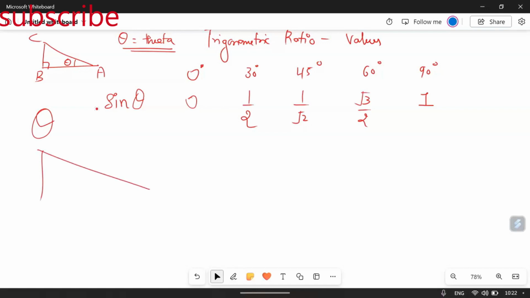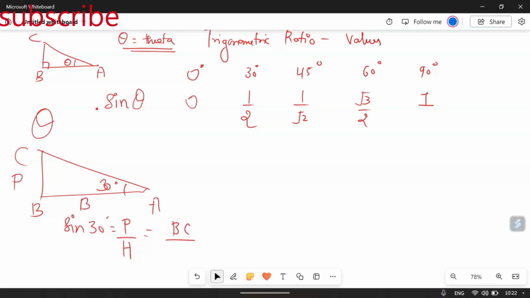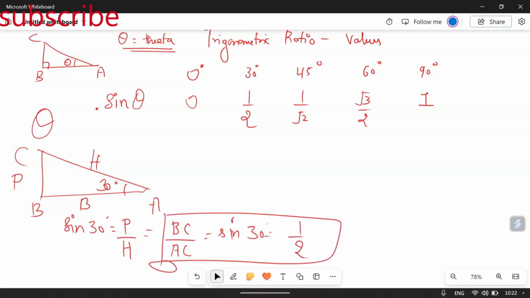Suppose I am drawing this triangle ABC and this angle is 30 degree. So sin 30, you know that sin 30 is your perpendicular upon hypotenuse. What is perpendicular in this triangle? BC is your perpendicular, this AB is your base, and this is hypotenuse. So BC upon AC is always equal to sin 30 degree, and we know the value of sin 30, so it is always equal to 1 by 2. So it is a kind of relation between the sides using the angles.